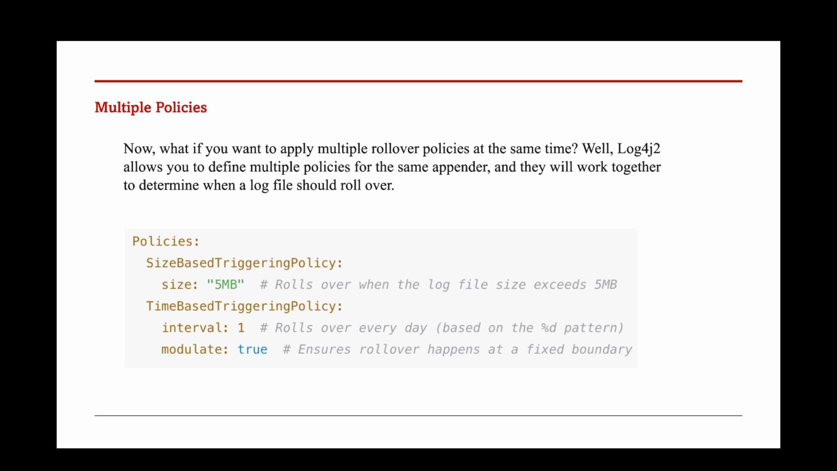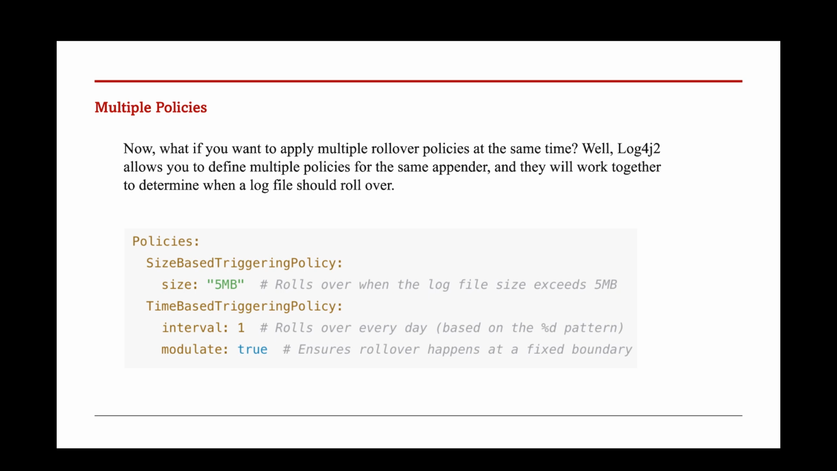Now, what if you want to apply multiple rollover policies at the same time? Well, log4j2 allows you to define multiple policies for the same appender, and they will work together to determine when a log file should roll over. Here's how you can configure multiple policies in the Rolling File Appender shown on screen.